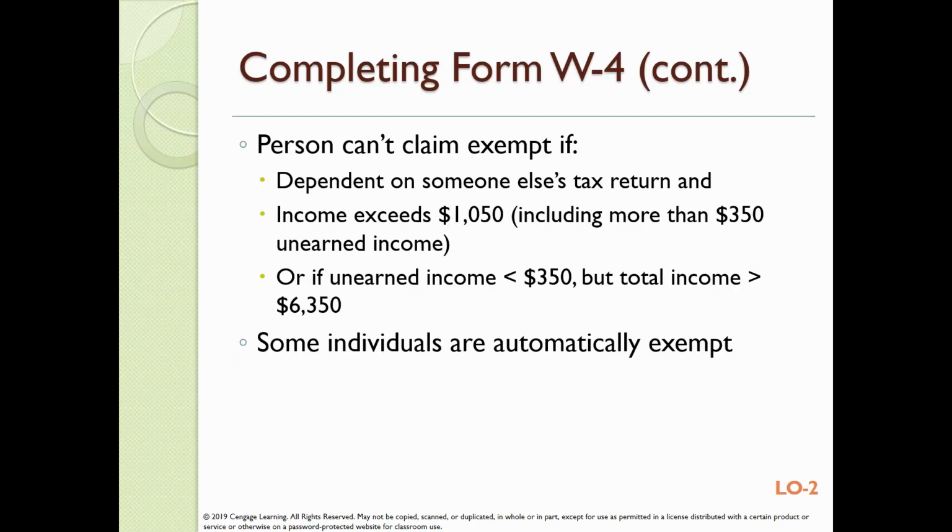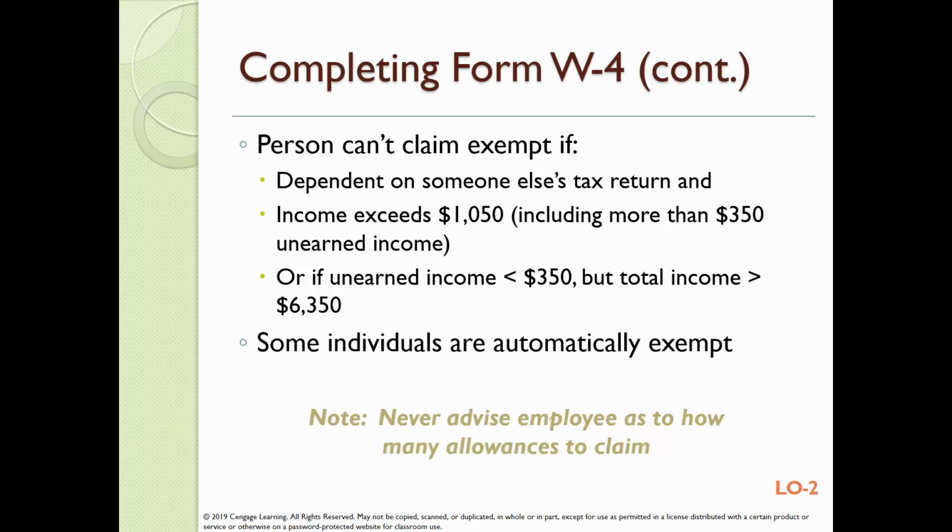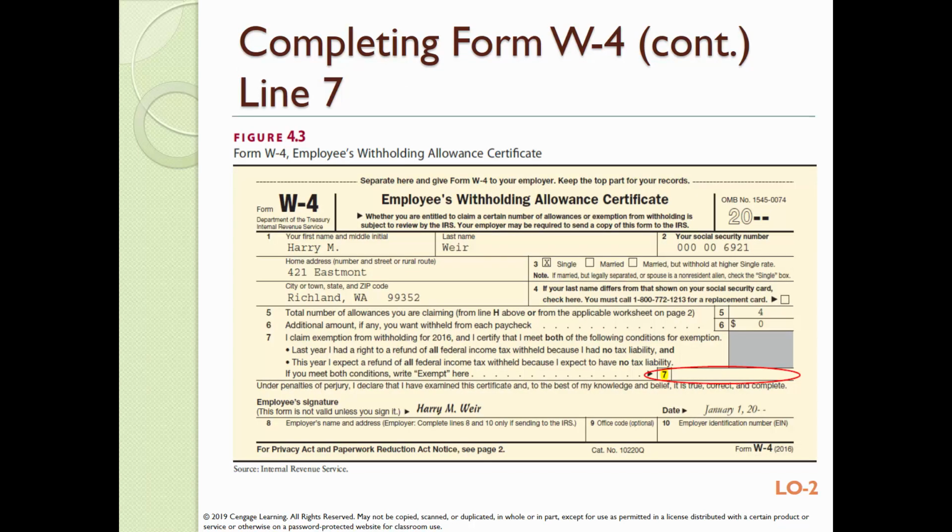So you can't claim exempt if you are dependent on somebody else's tax return, so your parents take you. Essentially you can't claim exempt if you're dependent on someone else's return. Let's just leave it at that. Never advise employees as to how many allowances to claim. I already said that. Here's line 7 where you fill that in.